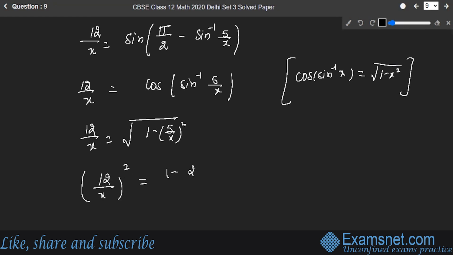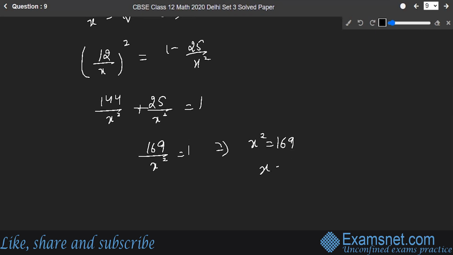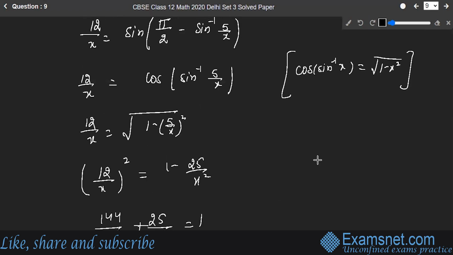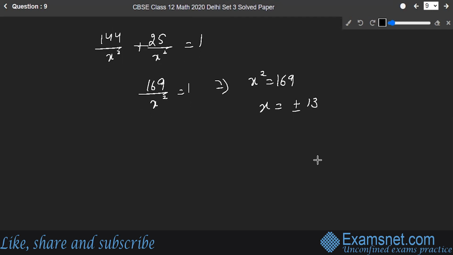Squaring both sides, you have 12 upon x whole square is equal to 1 minus 25 upon x square, or 144 upon x square plus 25 upon x square is equal to 1. This gives you 169 upon x square is equal to 1, or x square is equal to 169, which gives you x as plus minus 13. So we have to find out two values. I'll try for both the values to check whether they satisfy the given equation or not.